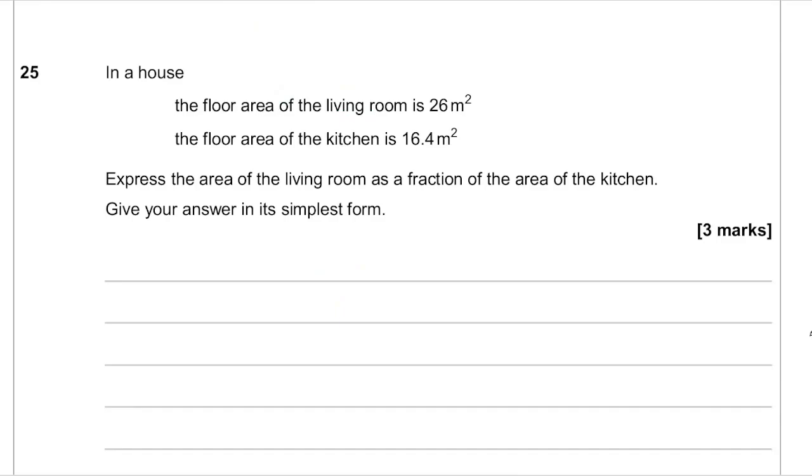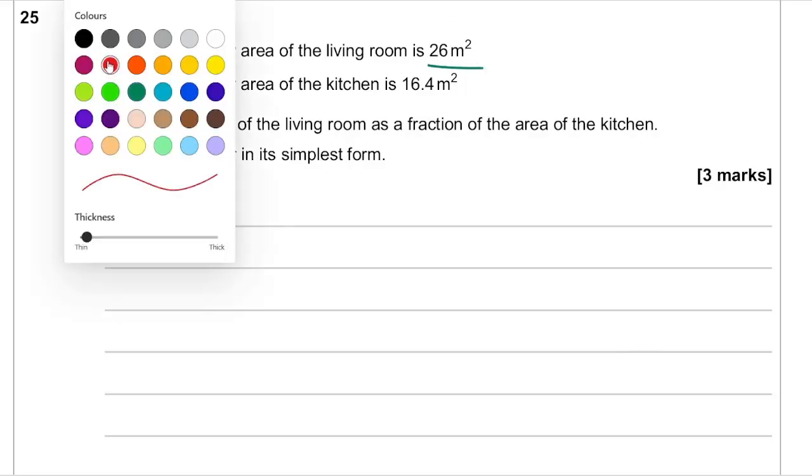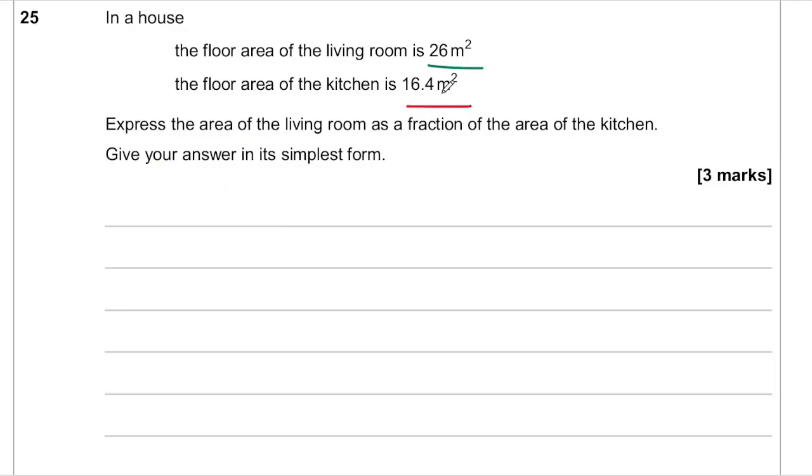Question 25. Okay, this is one that a lot of people actually struggled on. So in a house, the floor area of the living room is 26 meters squared, and the area of the kitchen is 16.4 meters squared. Express the area of the living room as a fraction of the area of the kitchen. So living room first, over kitchen 16.4. That would get you one mark. Okay, give it in your simplest form.